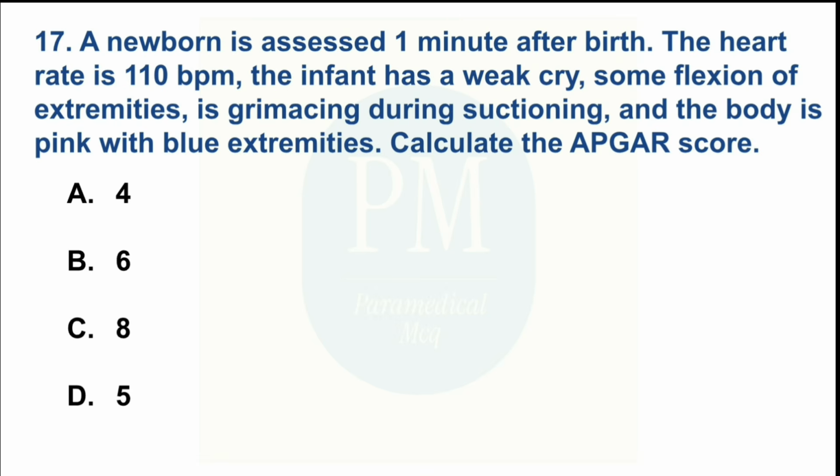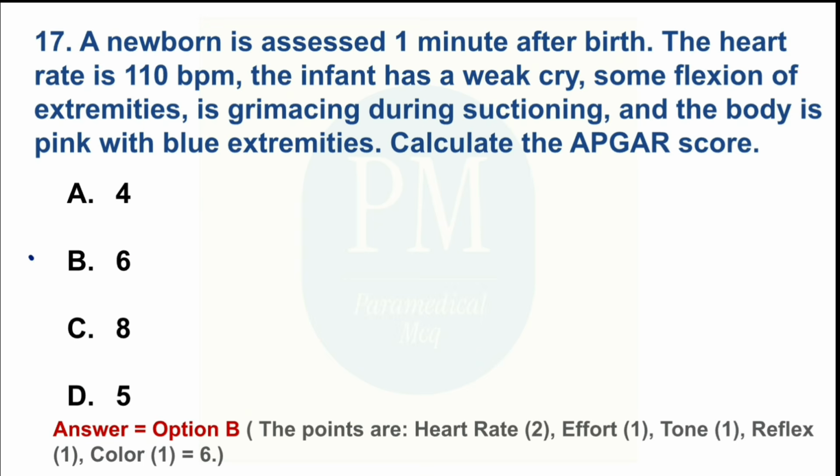A newborn is assessed 1 minute after birth. The heart rate is 110 bpm. The infant has a weak cry, some flexion of extremities, is grimacing during suctioning, and the body is pink with blue extremities. Calculate the APGAR score. Option A. 4. Option B. 6. Option C. 8. Option D. 5. The correct option is option B. 6.